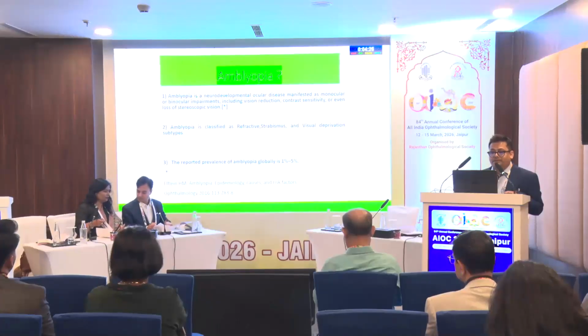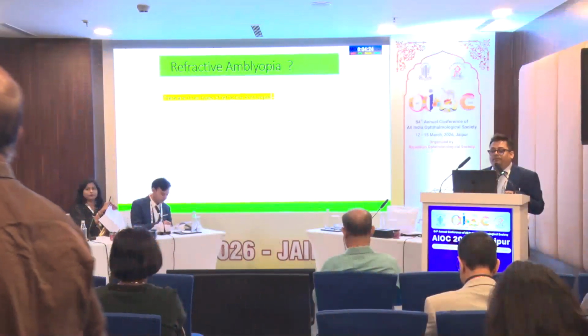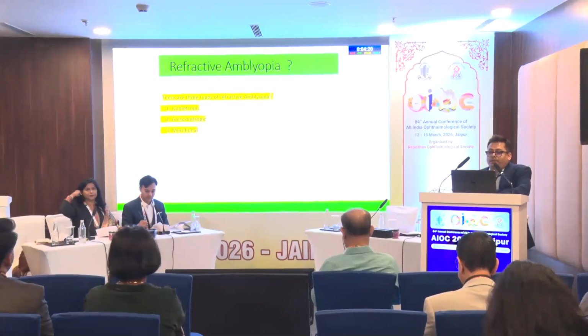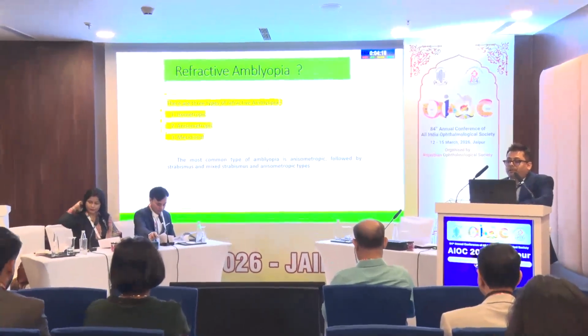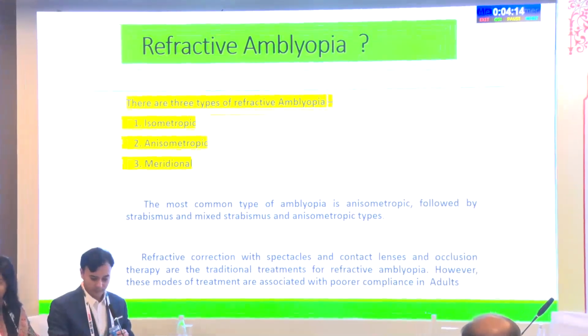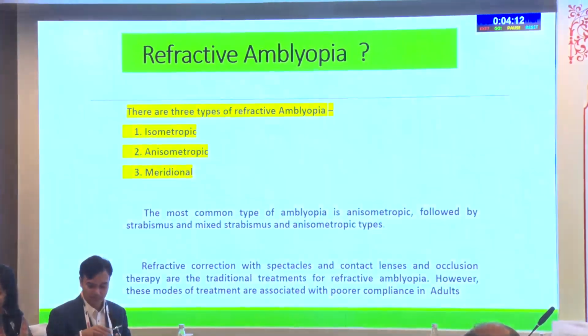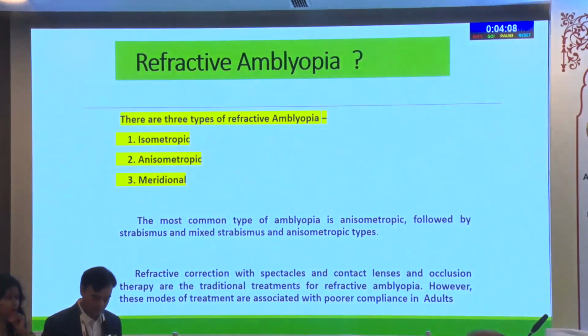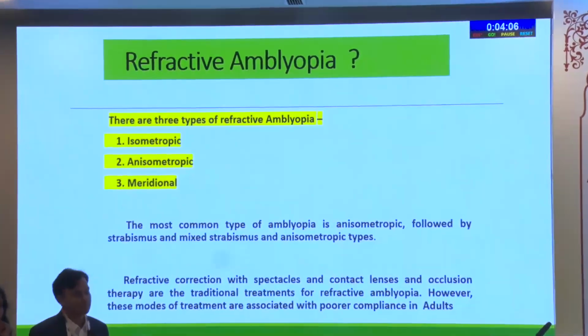So what is refractive amblyopia? There are 3 types of refractive amblyopia: isometropic, anisometropic, and meridional. The most common type is anisometropic, and refractive correction with spectacles, contact lens, and occlusion therapy are the traditional treatment for refractive amblyopia. However, this mode of treatment is associated with poor compliance in adults.